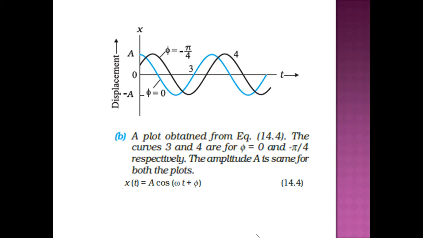So let us note the equations. x(t) for the blue graph is A cos(omega t), phi is 0. And for the black graph, x(t) equal to A cos(omega t minus pi by 4). So these are the equations with reference to time for the two displacement time graphs that are shown here.